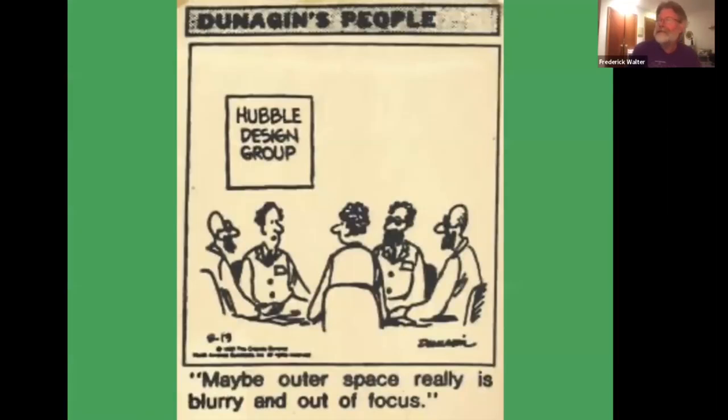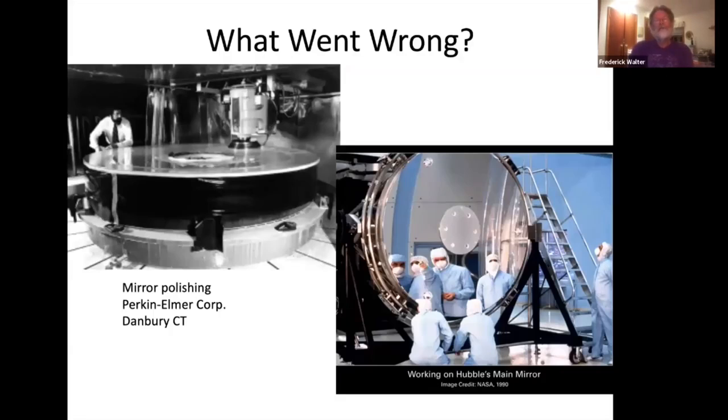And of course, the cartoonists went after it. This one says, maybe outer space really is blurry and out of focus. So what went wrong? The mirror was ground and polished at PerkinElmer in Danbury, Connecticut. They had a reputation for doing precision optics.